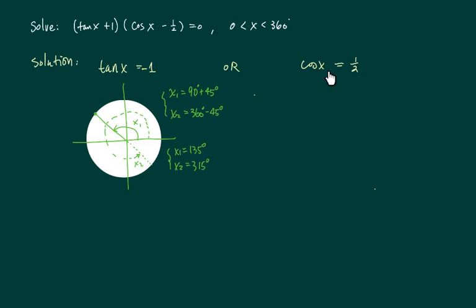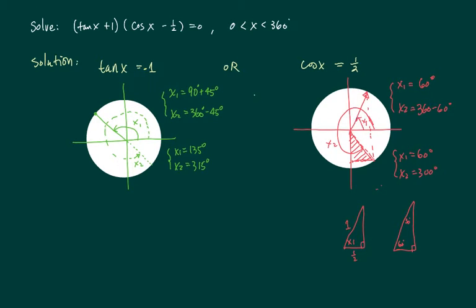Let's continue on, solve the cosine half. The cosine half is solved similarly. In a unit circle, cosine value is equivalent to the x value. So here is our half. X equal to half, corresponding to the terminal angle of angles that give the cosine equal to half.